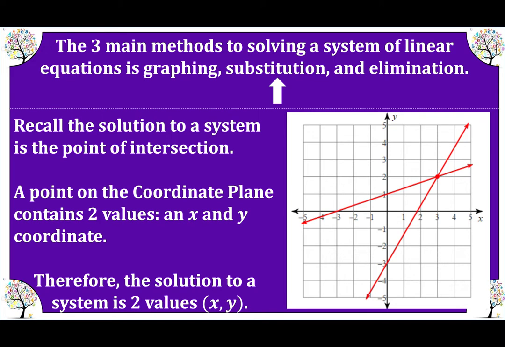Remember that the solution to a system is the point of intersection. You can see right here, our point of intersection is 3, comma 2. So remember a point on the coordinate plane has two values, an x coordinate and a y coordinate.